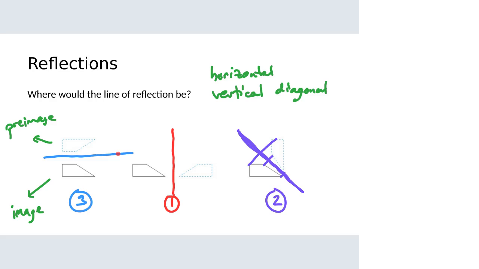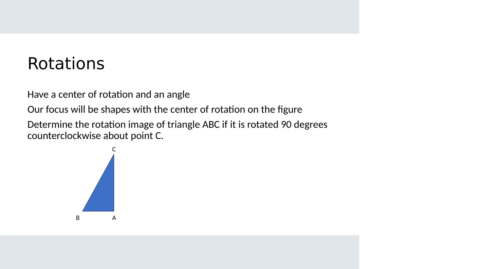So we've done our slides, we've done our flips. Now we'll do rotations, which are our turns. We have 3 different types of transformations that we're interested in. Rotations are probably the most complicated of the 3. Even though I don't think any of them are that bad, I do think rotations are a little bit more complicated. Rotations will have a center of rotation and an angle. So there's going to be a spot that we rotate around, and then an angle that tells us how far to rotate.